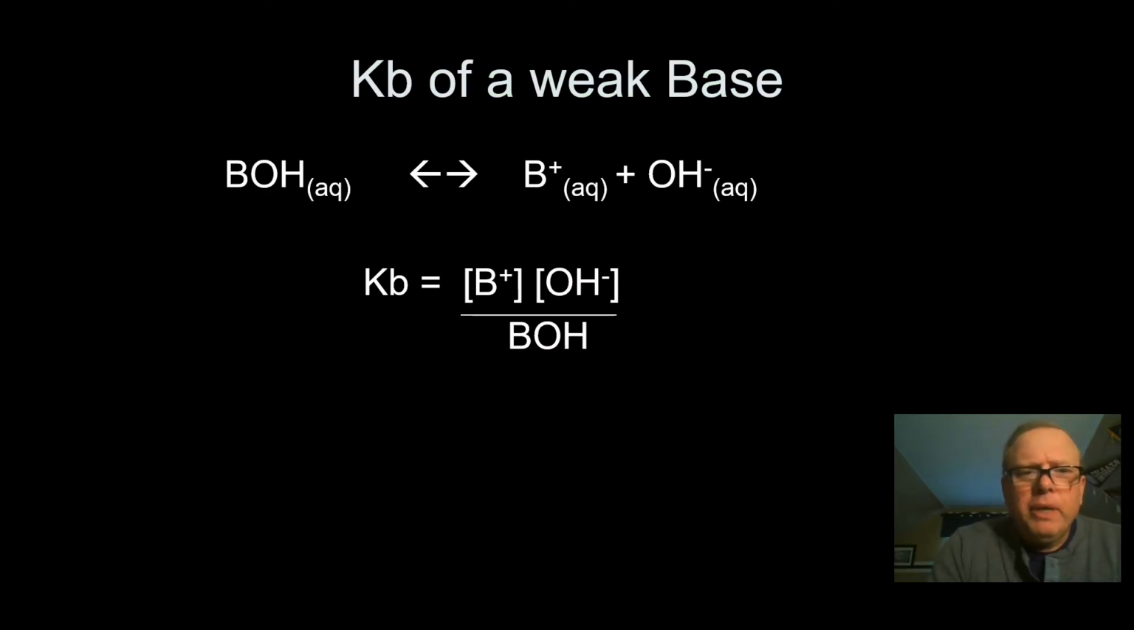With Kb, it's the same idea. We'll have our non-dissociated base on one side and our cation and our hydroxide on the other side. And then again, we're going to know this. And this a lot of times will give us pOH, or may arrive to us as pOH. And therefore, we'll be able to determine the pH from that as well. So that's how these guys work.